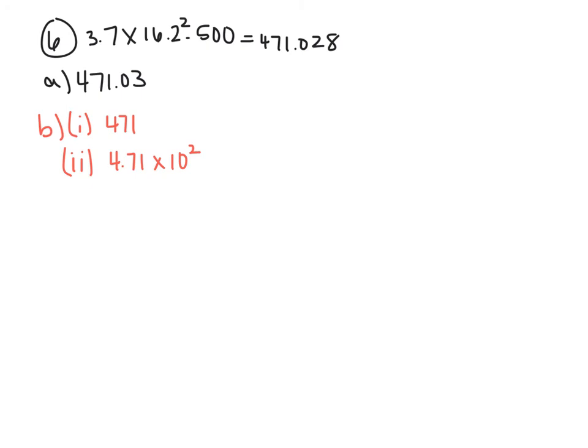Part B1 wants us to round to 3 significant figures. Since this is a 0, they just cut off and you get 471. And then part B wants us to write that in scientific notation or standard form. So you have to have something between 1 and 9 here. So a 4, that means 0.71, and we moved our decimal place over 2.